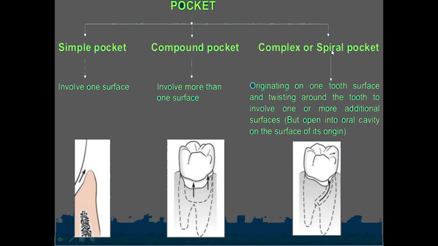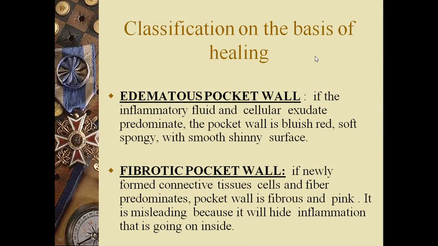Please note that pocket is divided on the basis of surfaces involved: simple, compound and complex. Classification on the basis of healing. Edematous pocket wall, if inflammatory components are there. Fibrotic, if newly formed connective tissue cells are predominating over the inflammatory cells.